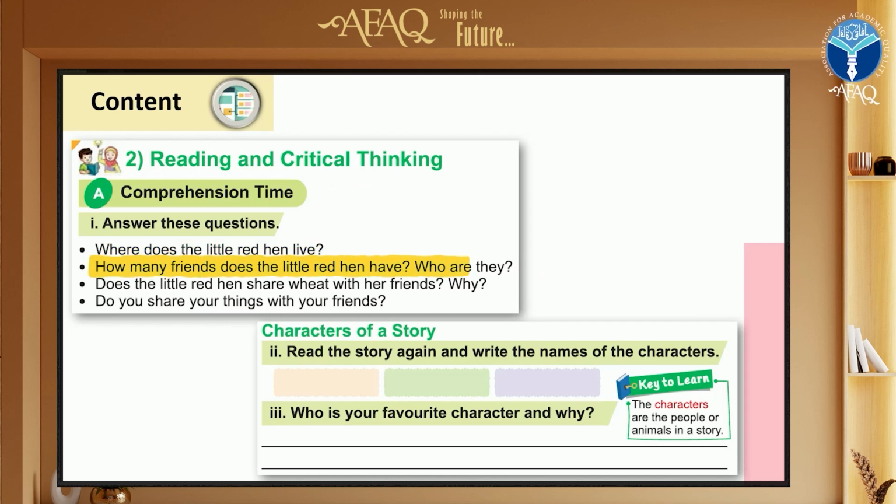How many friends does the little red hen have, and who are they? How many were they and who were they? You are going to name them as well. Does the little red hen share wheat with her friends, and why? You are going to give the reason why she shared the wheat with her friends. And lastly, it's an open-ended question and you are going to answer with your experience: do you share your things with your friends? Why? It makes you happy and it is very good to share things with each other.